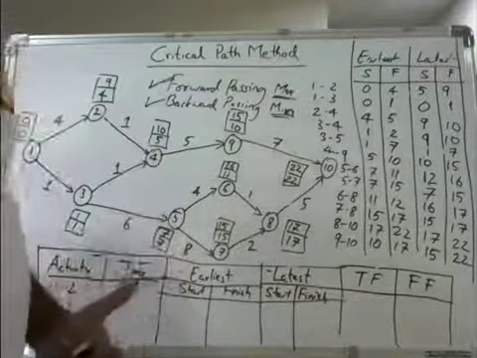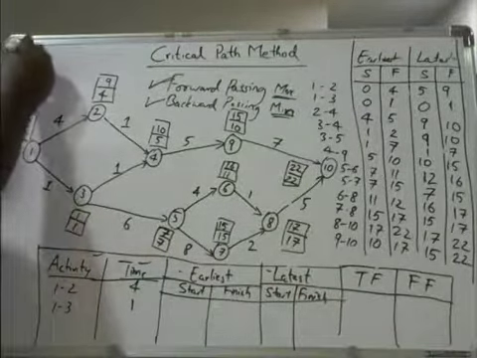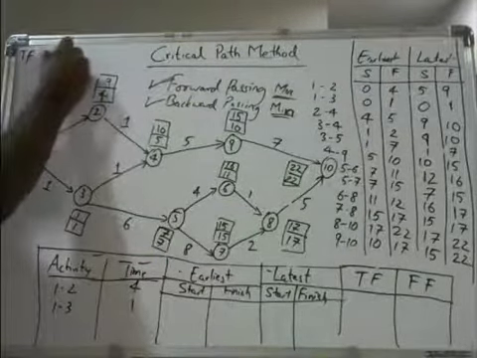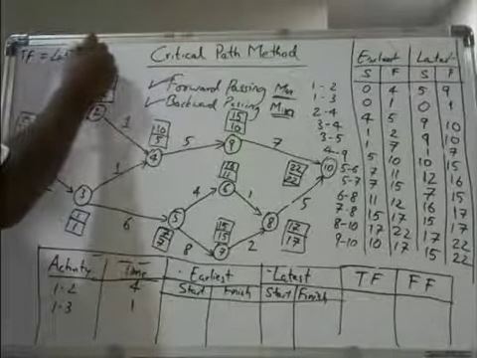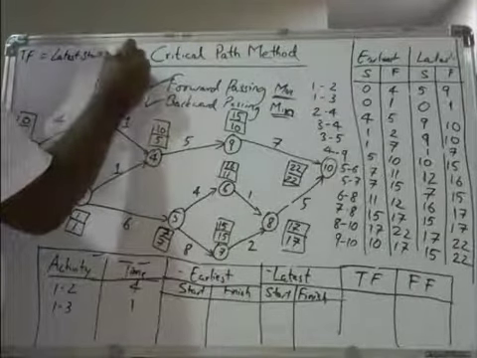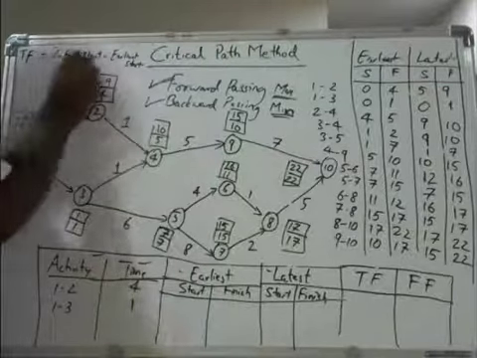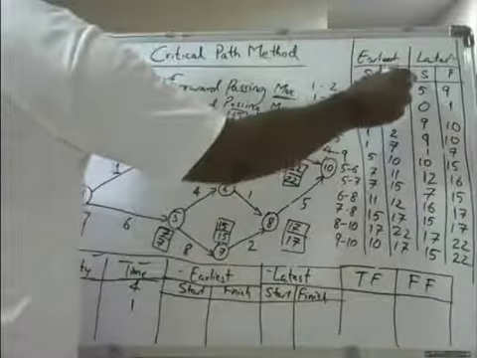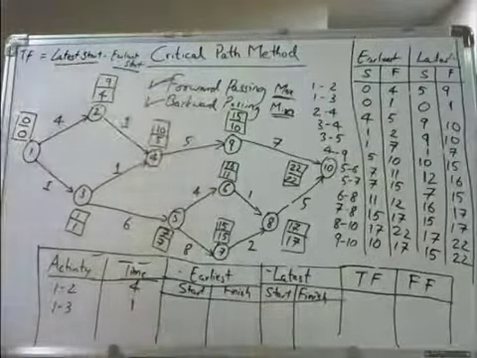So what is the formula to calculate total float? I will write here: total float is equal to latest start minus earliest start. So total float is equal to latest start minus earliest start. What is latest start? Latest start minus earliest start will give you total float.